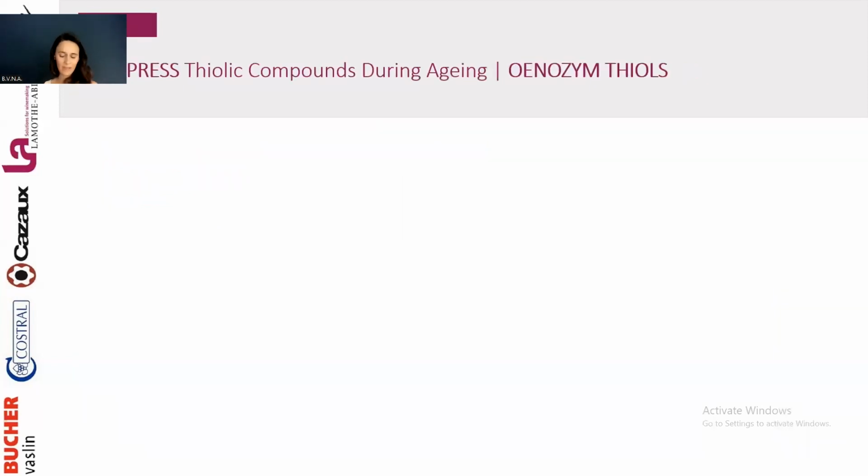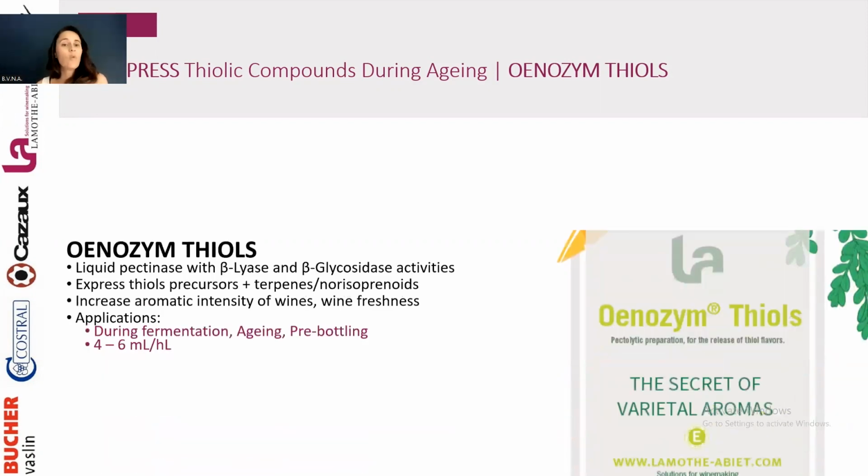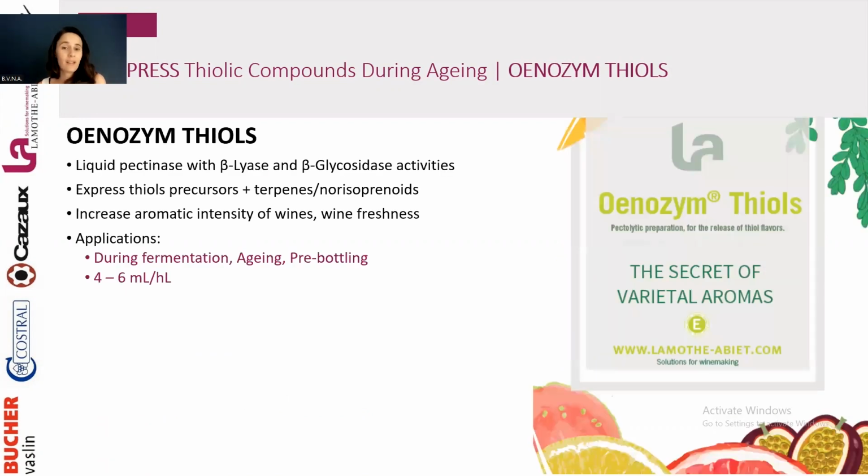So another way to express thiolic compounds is still with enzymatic activity, because we saw previously that's the main way. So the yeast has this enzymatic activity, but we can also use enzymes. This is a little bit newer concept because we discovered this not so long ago. We developed a product called Enzyme Thiols, which is a pectinase with beta-lyase and beta-glucosidase activity. Today, we are talking about beta-lyase because we're talking about thiolic compounds.